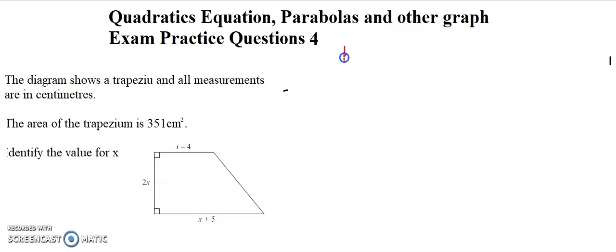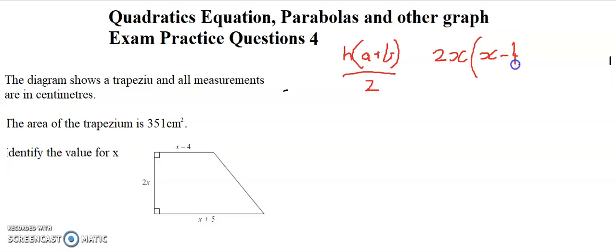So we start off with our equation: h in brackets a plus b, divided by 2. Our h is 2x, times our a is x minus 4, plus our b, which is x plus 5, and we're dividing it by 2.